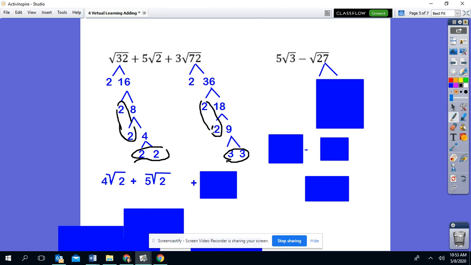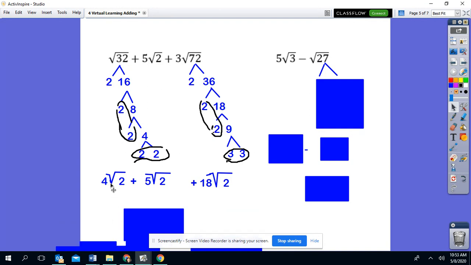So remember, whatever gets circled gets multiplied together. So 3 times 2 gives me 6. There's already a 3 on the outside. So I need to multiply 6 times 3. That's going to give me an 18. So 18 is going to be on the outside of the radical. And the number that I didn't circle is that 2. So that stays on the inside.